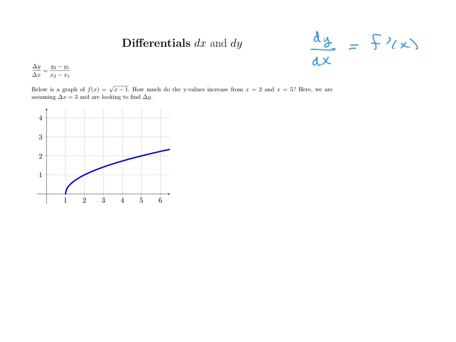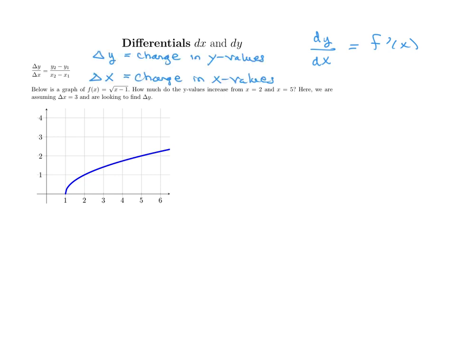This is not a question about the derivative of this graph. This is a question of, as you go from x equals 2 to x is equal to 5, how much do your y values increase by? And here we can answer that by using the formula for slope, where here delta y is a change in y values, and delta x is a change in x values.